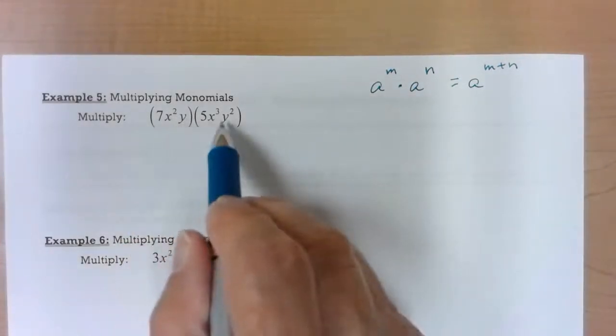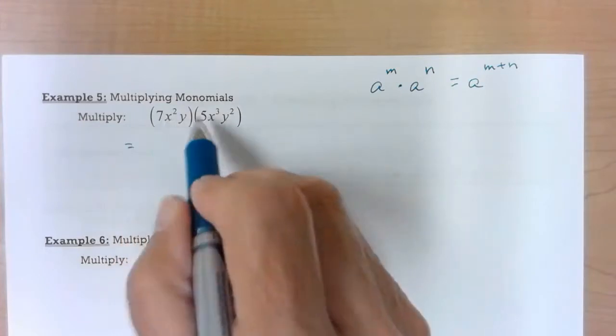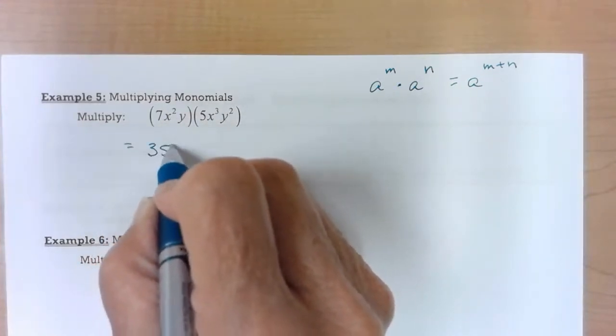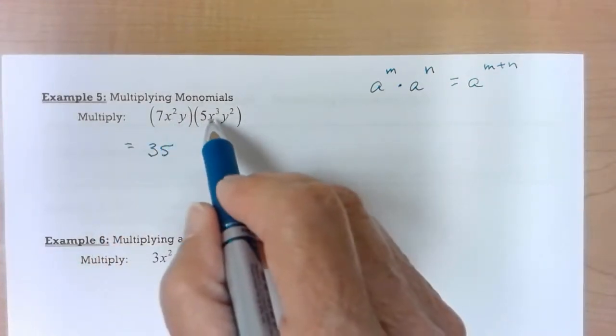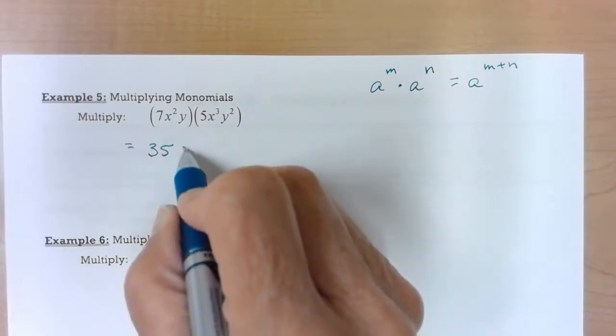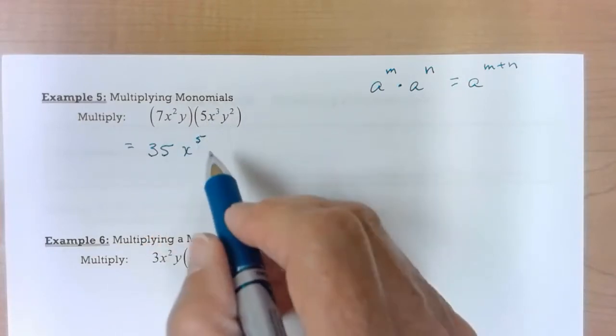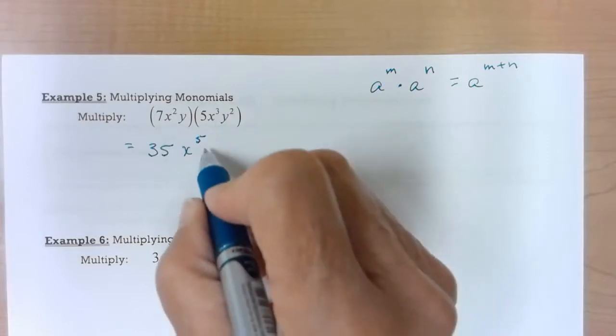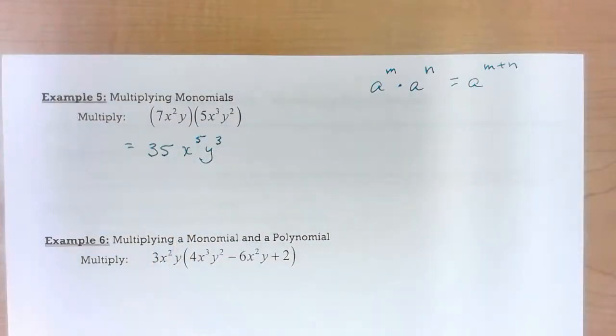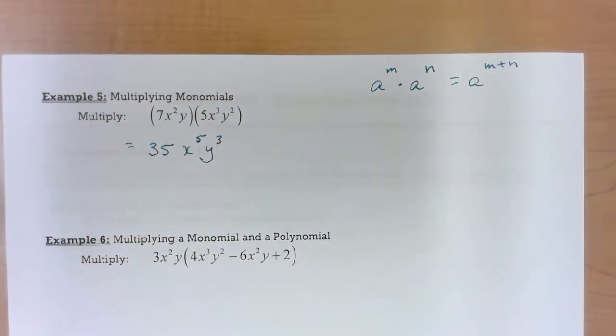So I've got a monomial times a monomial. So I've got 7 times 5, so the coefficients get multiplied. X squared times x cubed would give me x to the 5th, add those exponents. Y times y squared would give me y cubed. That would be my answer on that one.